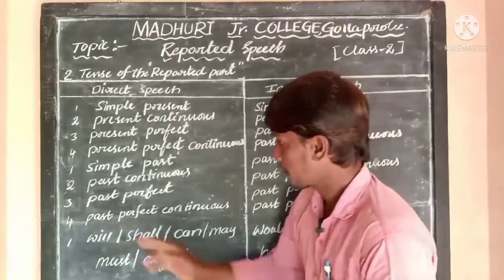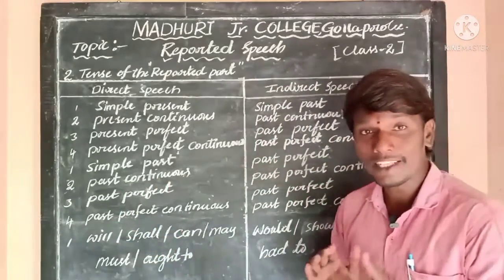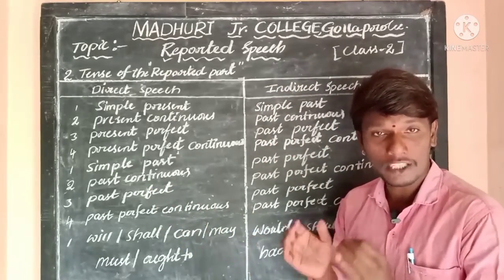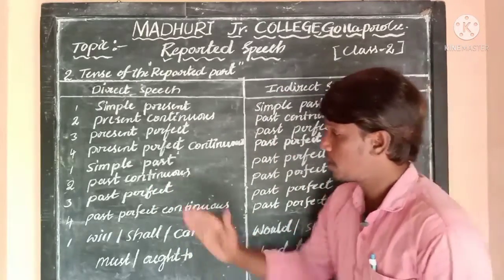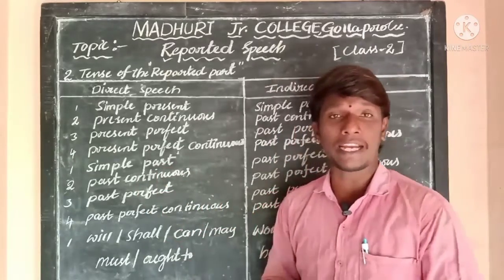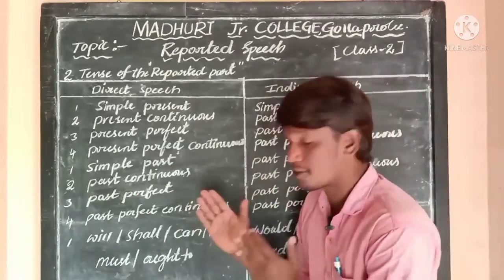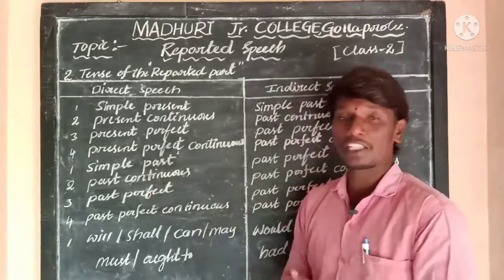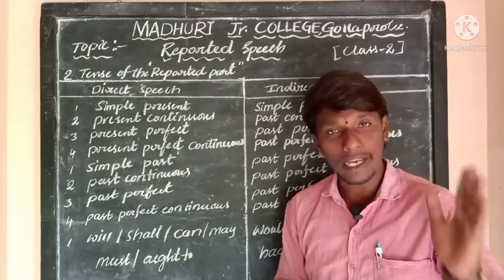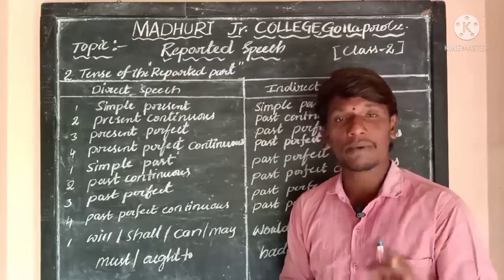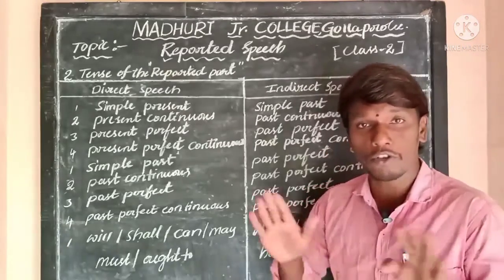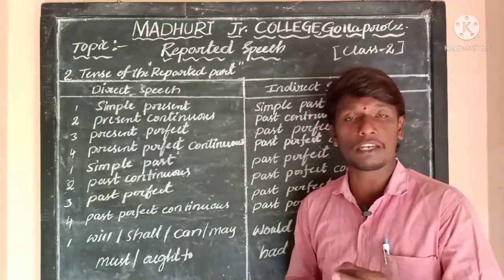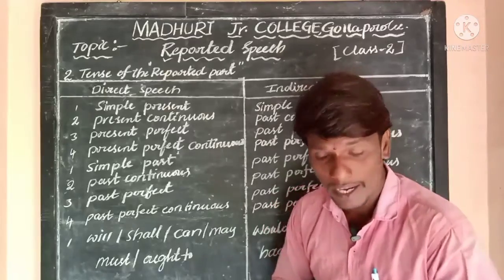Now coming to the past perfect tense. This past perfect tense will not be changed. Whatever the tense that we identified in the given reported part, that tense is to be repeated even in indirect speech. If it is a past perfect tense in direct speech, you write indirect speech also in past perfect tense. There is no change. This past perfect tense remains the same in both direct speech and indirect speech.